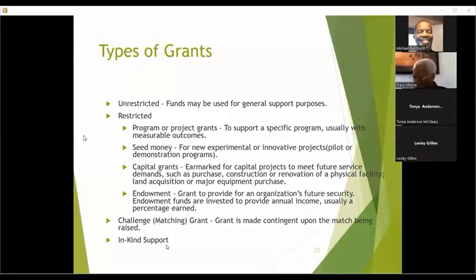And then the final type of grant is what we call in-kind support or pro bono. That's from somebody that's going to volunteer for your organization. That's considered a type of money, but it's called pro bono, in-kind support.